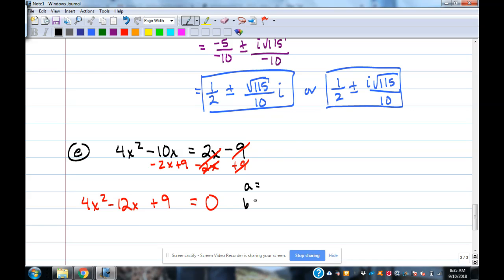Again, I'm going to list A, B, and C. 4, negative 12, 9. And then we're going to go find that discriminant.